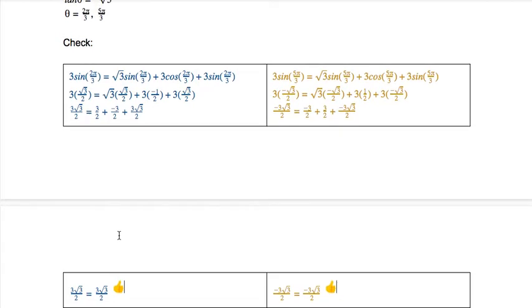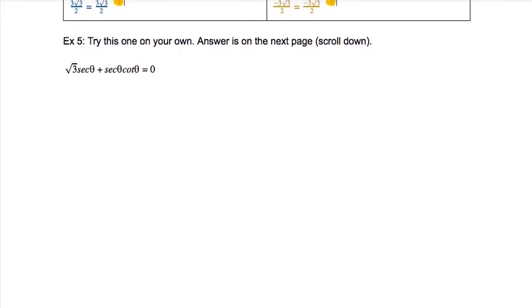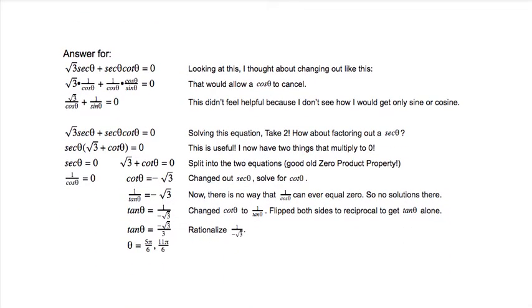All right, so now we are going to let you try this on your own. So here is an equation. Go ahead and try solving it by yourself. And then when you're ready, you can take a look. I'll scroll my page down and show you the solution. Pause now. Welcome back. Here's the solution.